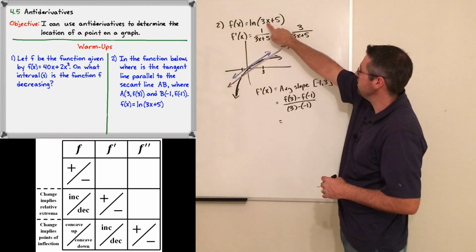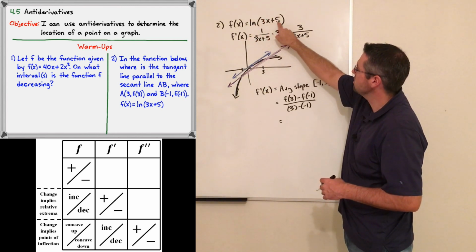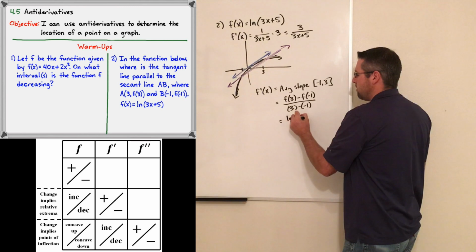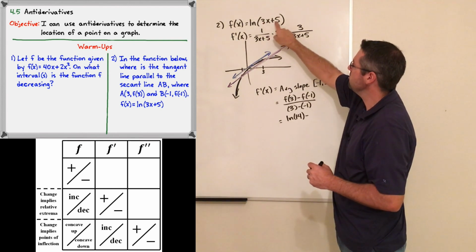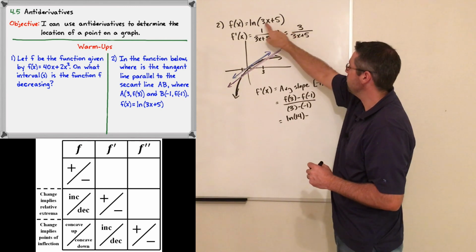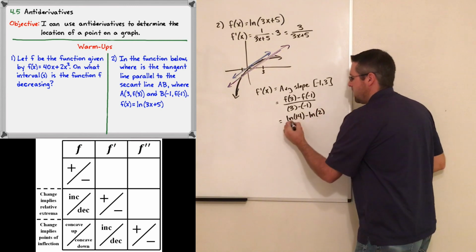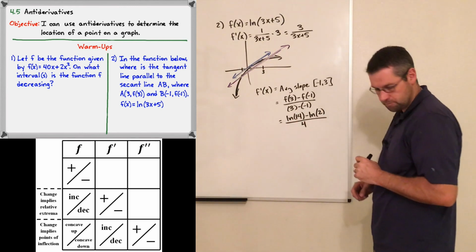F of 3, if I plug in 3 here, f of 3 is going to be the natural log of 3 times 3 plus 5. Well, 3 times 3 is 9, plus 5 is 14. So we end up with a natural log of 14. F of 3 is the natural log of 14. Minus f of -1. So if I plug in -1 here, 3 times -1 is -3. -3 plus 5 is 2. So we end up with the natural log of 2 on the top there. And then on the bottom, 3 minus -1 is just 4.